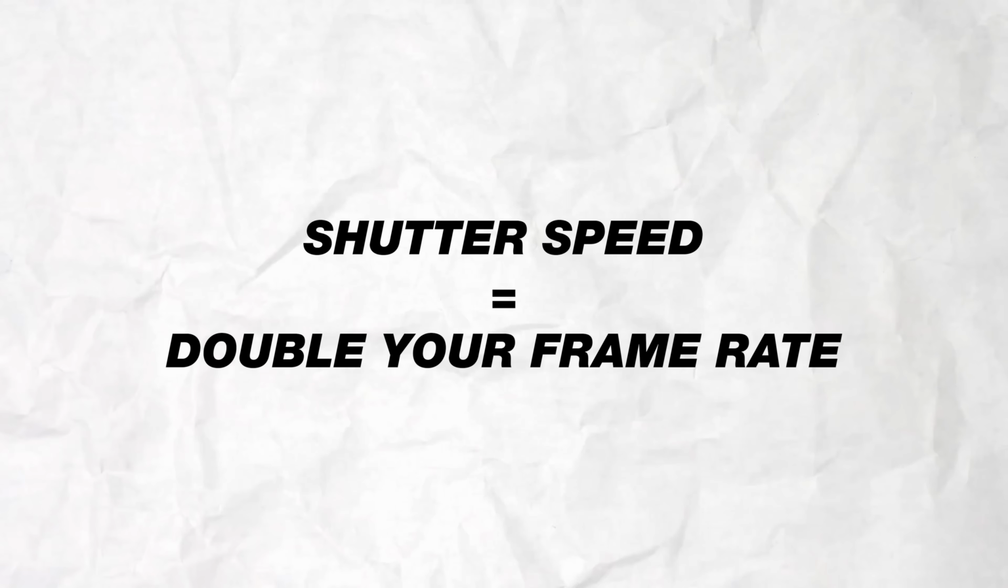Now, the standard rule of thumb for shooting video is that you always want your shutter speed to be double whatever your frame rate is that you're shooting.